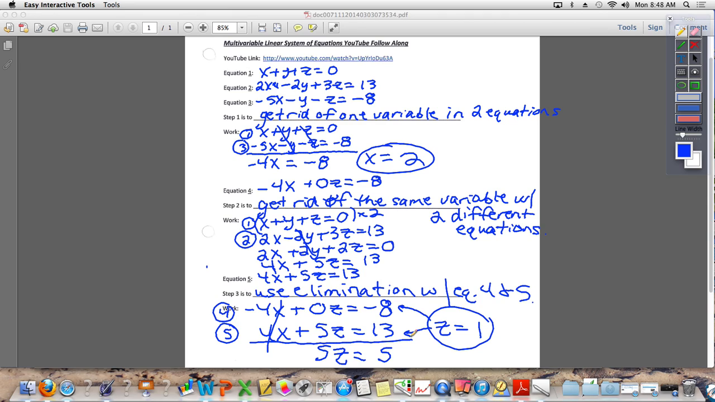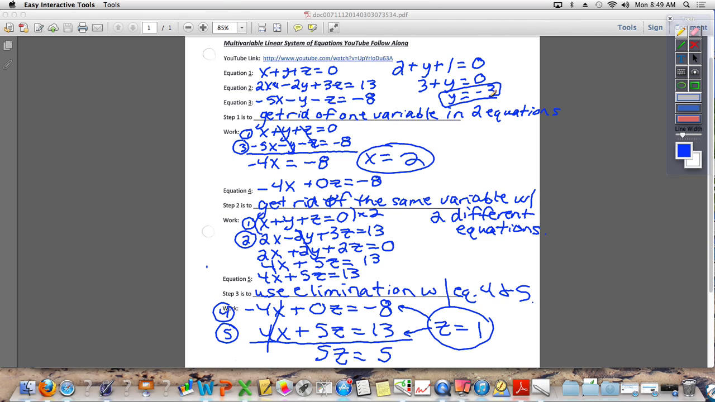How are you going to figure out what your y is? You're going to take that x and that z, and plug them into any of the top 3 equations. So I'm going to go back up here to equation 1. Look how easy that is to use. x plus y plus z is 0. We know that x is 2. We do not know what y is. We know that z is 1. So we have 2 and 1 that can be added together, which gives me 3 plus y is equal to 0. So y is equal to negative 3.